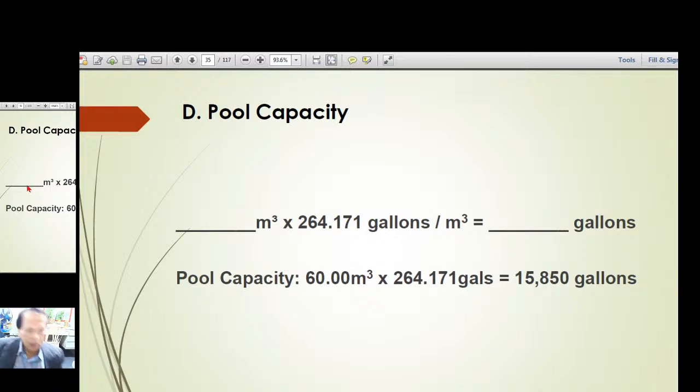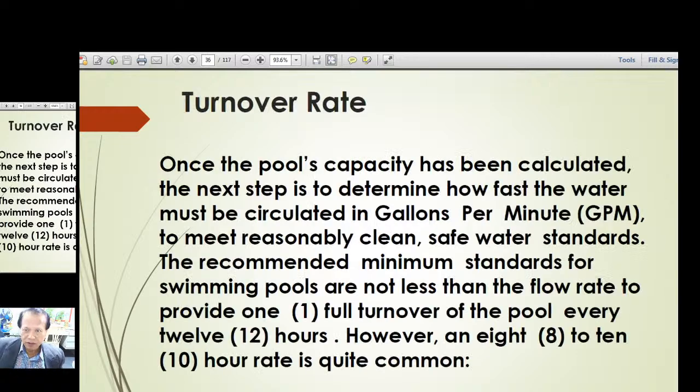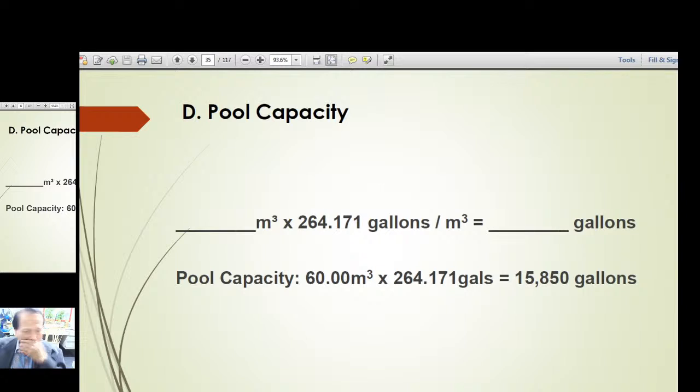Pool capacity: cubic meters times 264.171 gallons per cubic meter is equal to the equivalent gallons. So pool capacity therefore is 60 cubic meters times 264.171 gallons, which is equal to 15,850 gallons. Okay, why do we have to go to gallons? Well, because most pumps, especially with standard British standards, American standards, are in gallons, no?